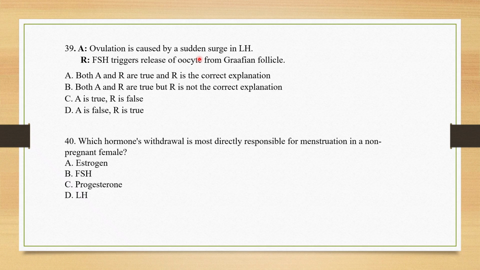Ovulation is caused by a sudden surge in LH. FSH triggers release of oocyte from Graafian follicle. Yeah, that is right about LH. But FSH triggers release of oocyte from Graafian follicle, I cannot agree with this statement. FSH helps in follicular development and also maturation of ovarian follicles. But the release of the oocyte, that is ovulation, is triggered by LH surge, not FSH. So assertion is true and reason is false. The right answer is option C.